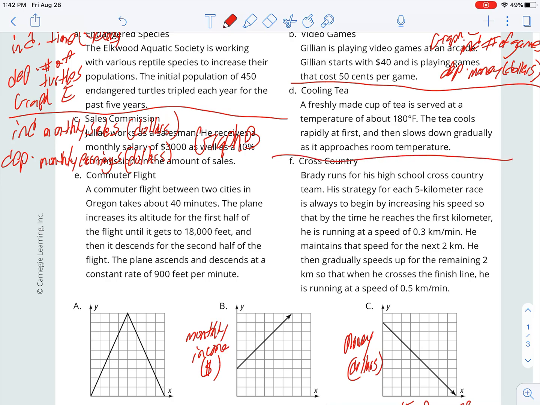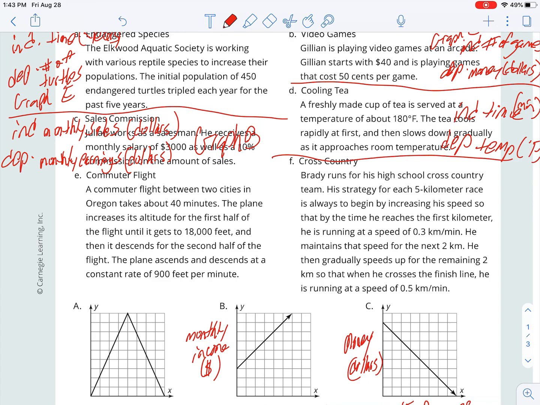As we got here on letter D, we have time happening. So as the time progresses, this thing is going to cool down. So my independent is going to be time, and your dependent is going to be the temperature, which is in terms of degrees Fahrenheit. We don't know what the time unit is, but we're going to go with minutes. That makes the most sense because the tea does not cool down in just seconds. Tea usually cools down in minutes.